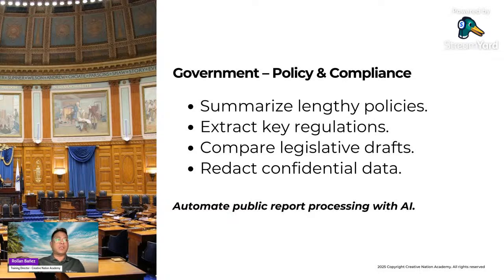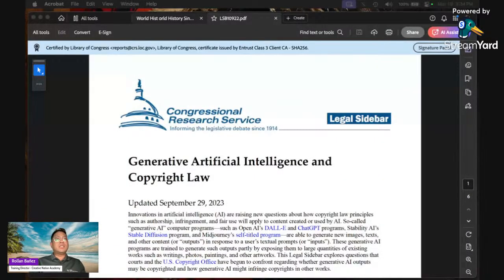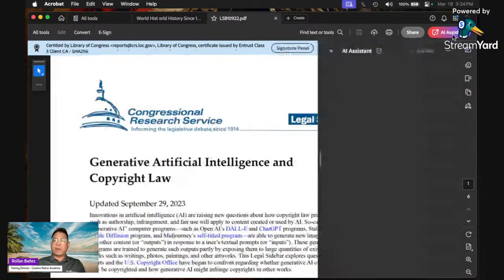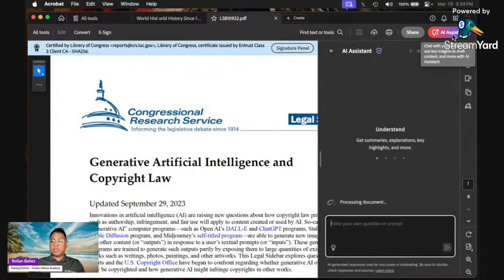As you would see here on my screen, I have this information. For example, let's click on here. This is an example of how you can use AI with government policies, and this one is an example of the generative AI and copyright law. It's a signed, certified document from the Library of Congress in the US. So you can easily ask the AI assistant about this, and it will generate some of the suggestions that it has after it analyzes the whole document.